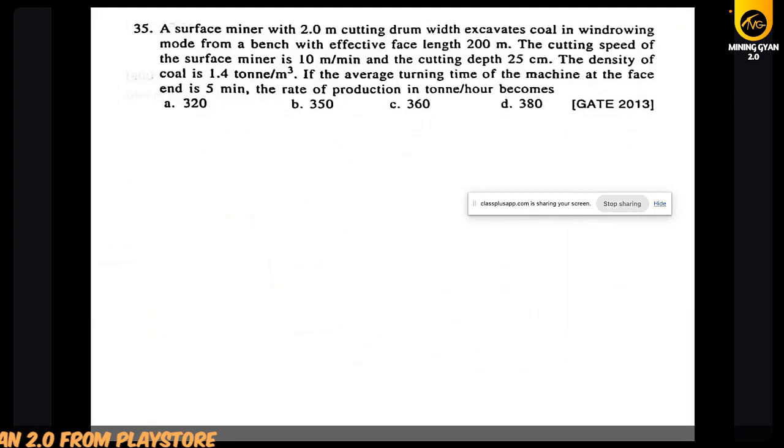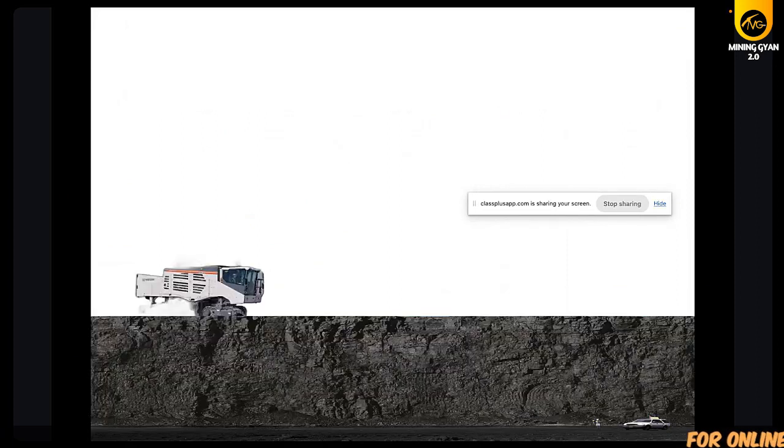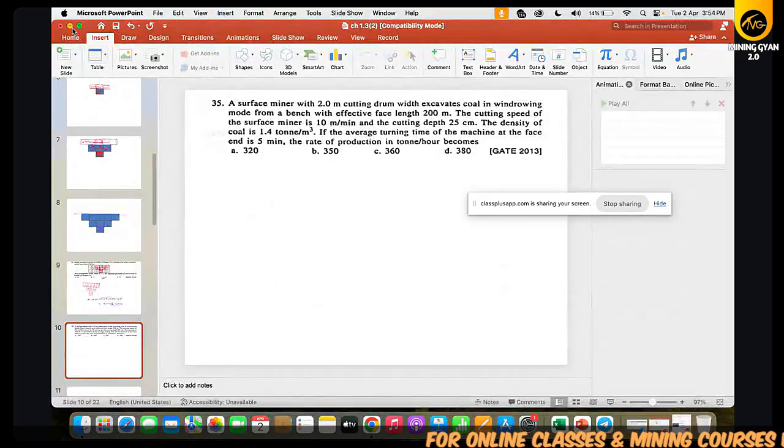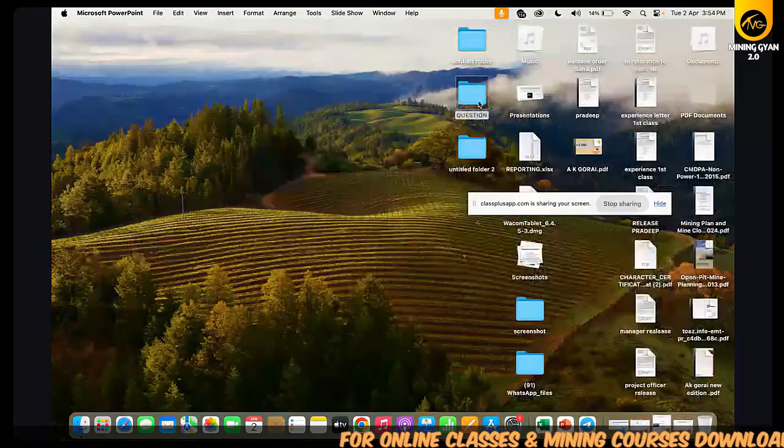So question number 35. What does a surface miner do? So I have shown you the surface miner. Okay, this is a surface miner. So first I will show you a video of how a surface miner works. So you will get a better idea.